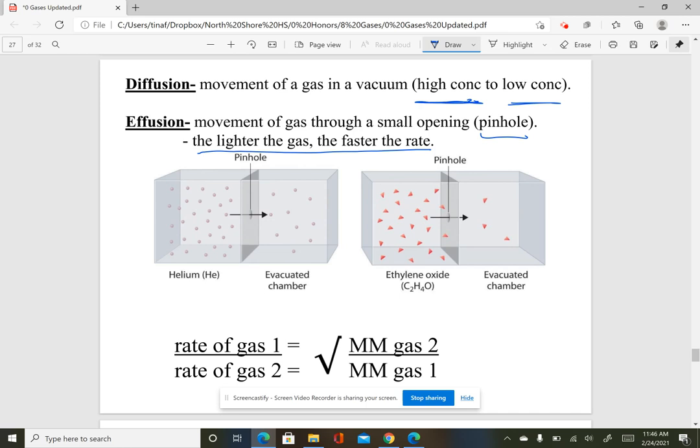Okay, so in these two diagrams here, we have helium in one container and ethylene oxide in the other. Helium is a much lighter gas, 4 grams per mole, right? Versus if we add up all of those masses for ethylene oxide, it's going to be much heavier. Look at the number of particles that were able to pass through the pinhole versus the number of particles over here. Okay, so the lighter the gas, the better it's going to be at moving and spreading out.